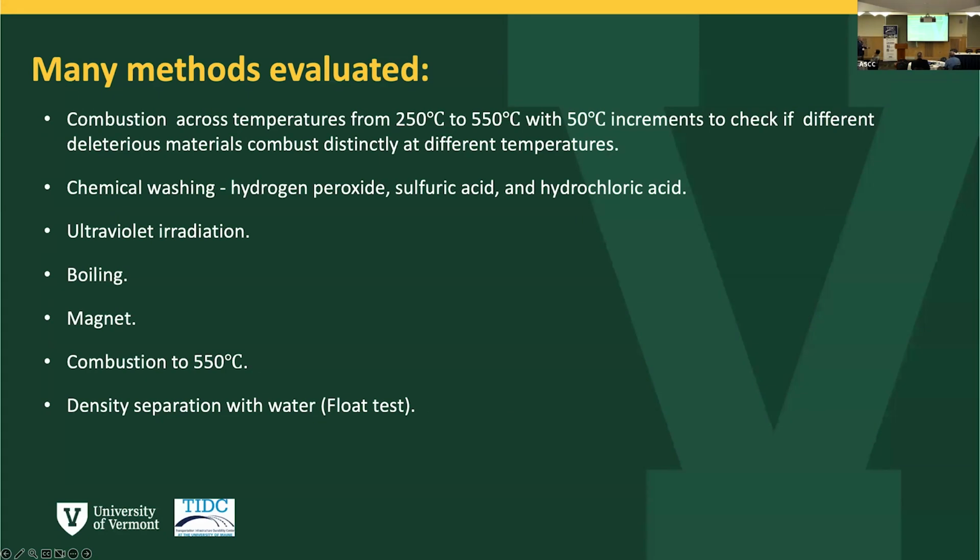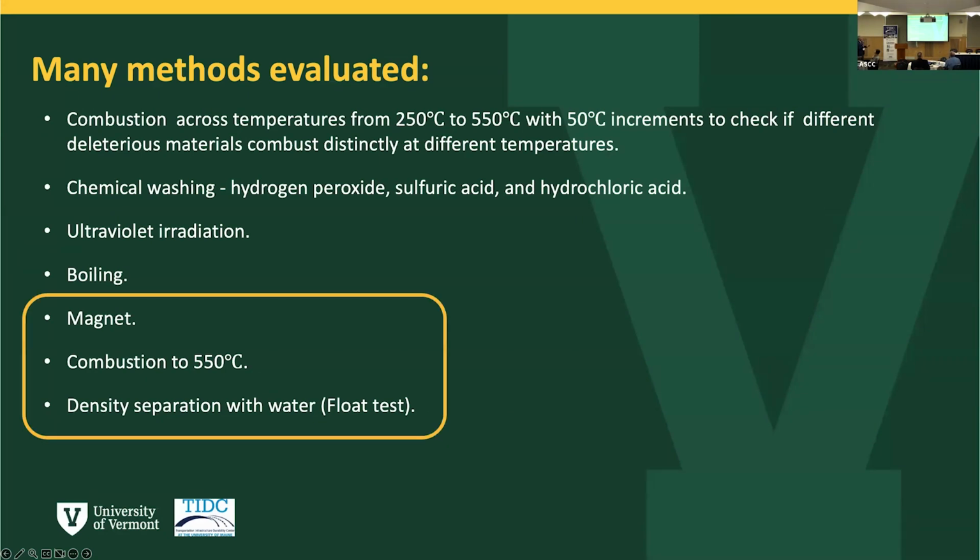We tried many, many different methods. And finally, we figured out that these 3 techniques, using a magnet to separate ferrous materials, combustion to 550 degrees in a combustion oven, and density separation with water by simply floating the material. These 3 things work quite well.